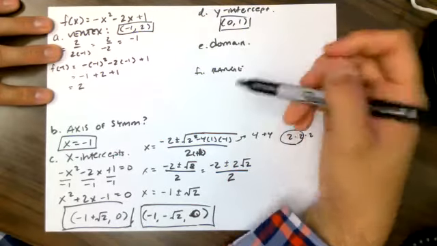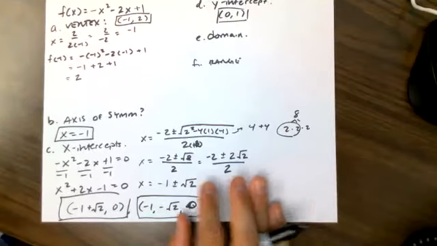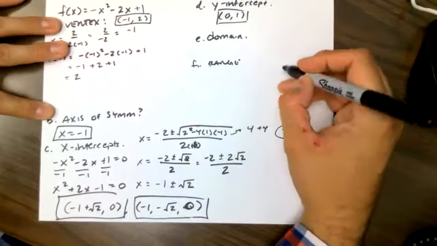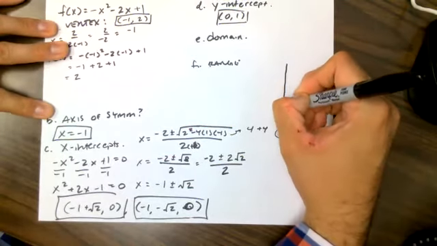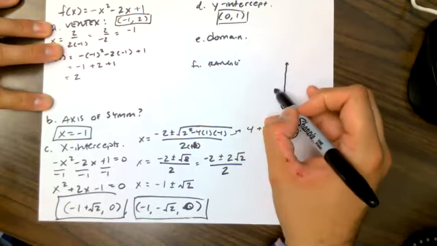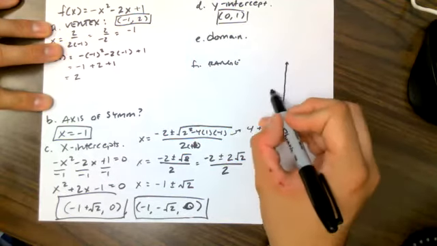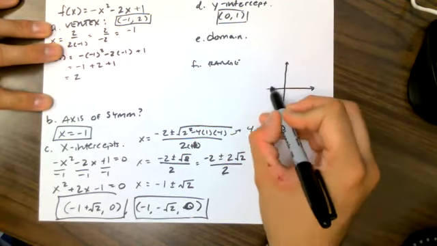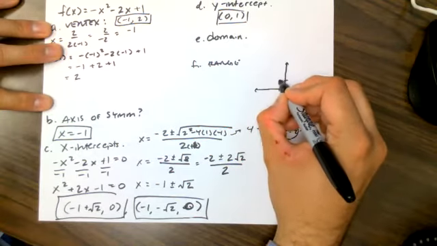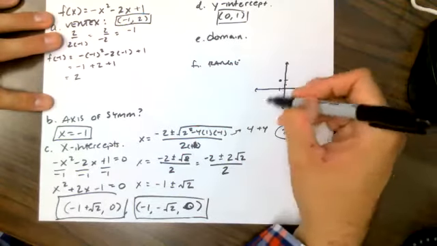Okay, let's graph it. You know what? I'm going to have to use another piece of paper probably to do this. Actually, I'm going to graph it kind of small right here. It's what? -1, positive 2. That's my vertex. I know it's coming down.